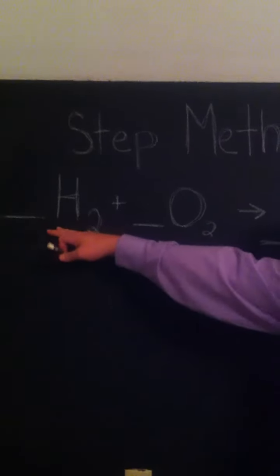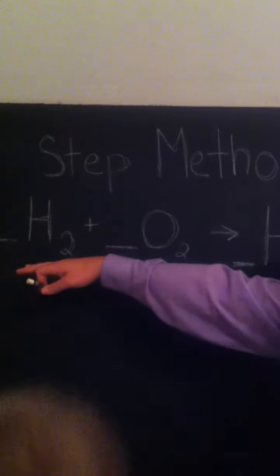Alright, so I'm calling this the step method. I just made up that name. But we're going to start off taking steps, one by one. The first step is to start with your first letter. And our first letter in this case is H for hydrogen. So we have hydrogen on our reactant side.